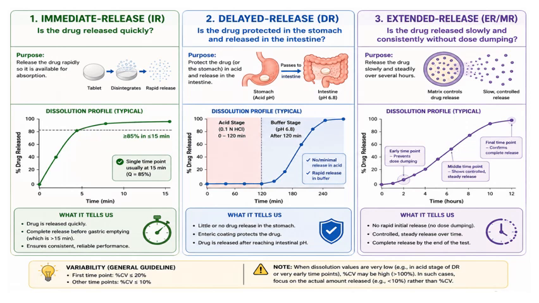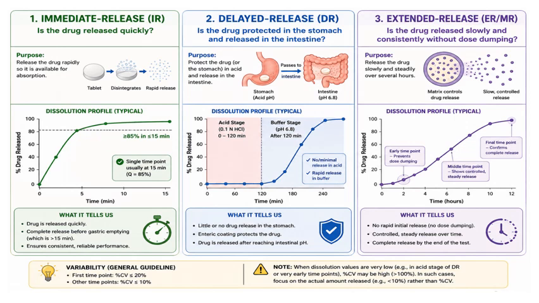So percent drug release versus time in minutes. It is for 2 hours in the acid stage, and after 120 minutes it will be in the buffer phase. In the buffer phase it will be around 60 minutes, or sometimes around 120 minutes. The acid stage is 0.2 normal HCl, and the buffer stage is generally 6.8 pH phosphate buffer. So what does it tell you? It is telling you that there is little or no drug release in the stomach. Enteric coating protects the drug, and the drug is released after reaching the intestine.